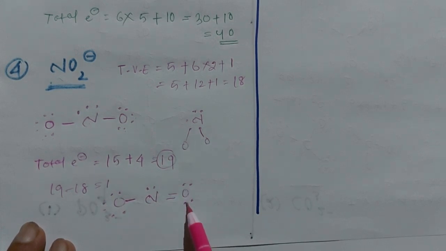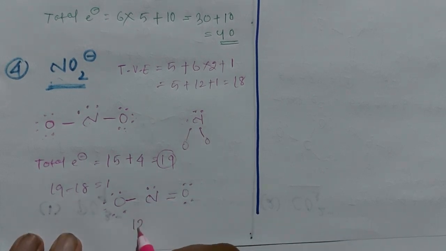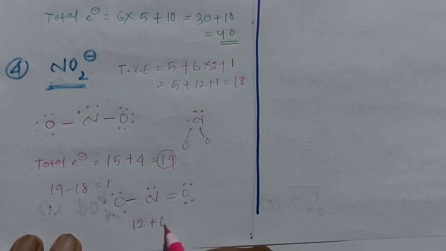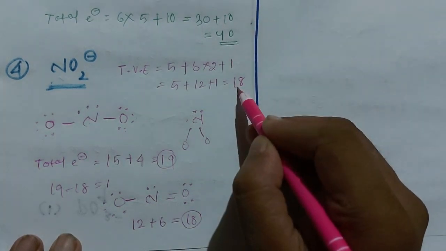Here 1 2 3 4, 4 electrons, 6 plus 4 is 10, plus here 2, that is 12. So 12 non-bonded electrons plus bonded electrons, 1 2 3 4 5 6. So 6 bonded electrons, so the total is 18. So this total electron count is equal to the total valence electron count.